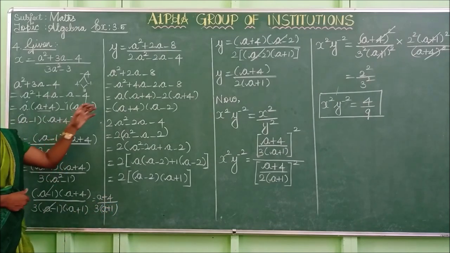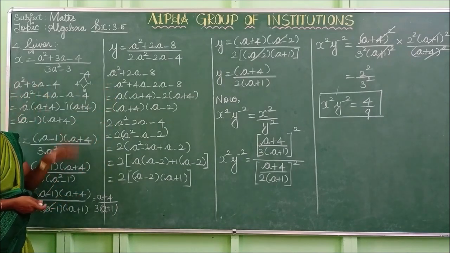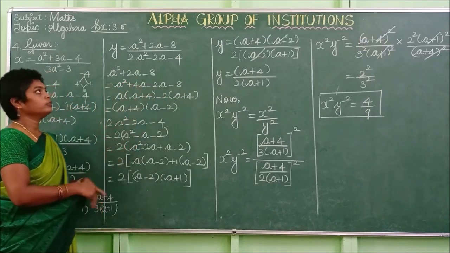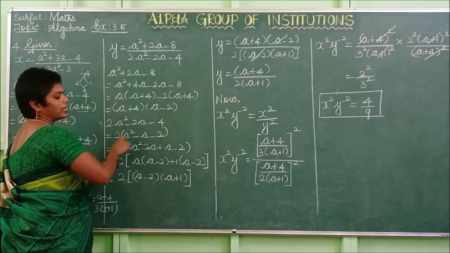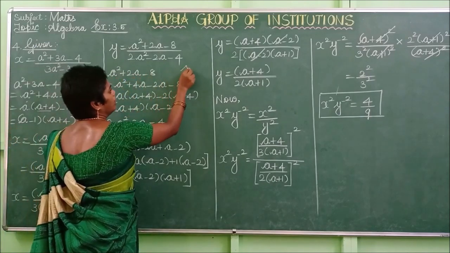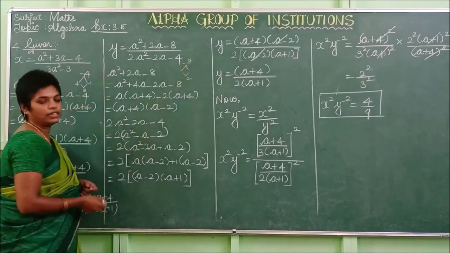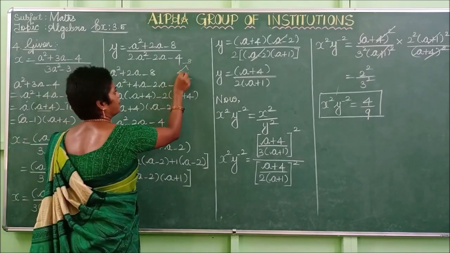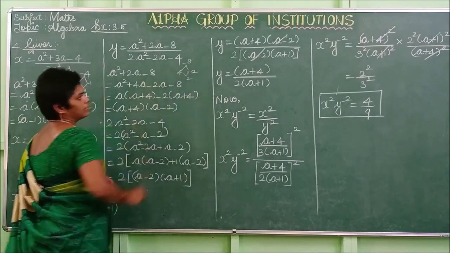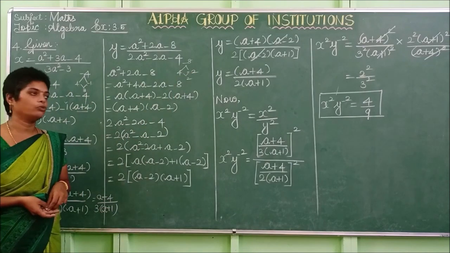Then listen to the y value. What is our y? y is equal to a square plus 2a minus 8 divided by 2a square minus 2a minus 4. Now separately take the numerator as well as the denominator and find the factors. If you multiply two numbers, you get 8, and if you add two numbers, you get 2. So what are those numbers? 4 and 2. You need a positive value, so put the minus sign here. 4 into minus 2 is minus 8. 4 minus 2 is 2.